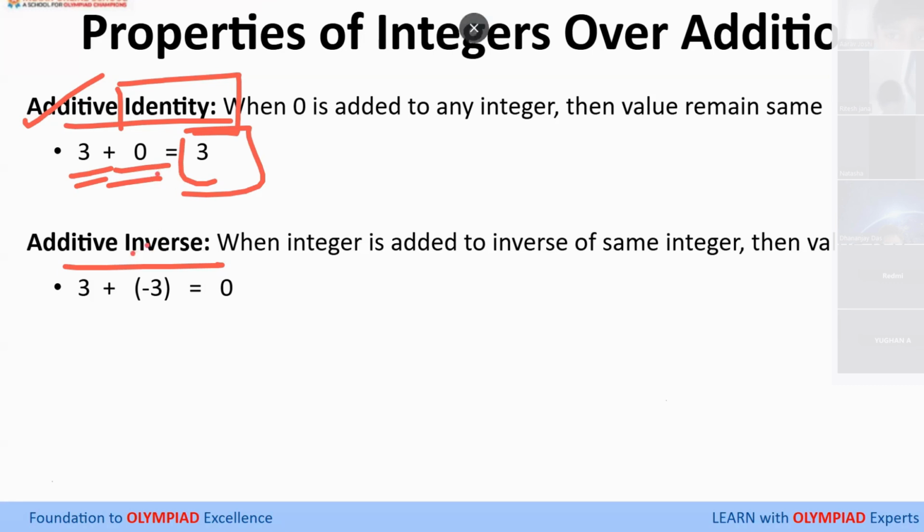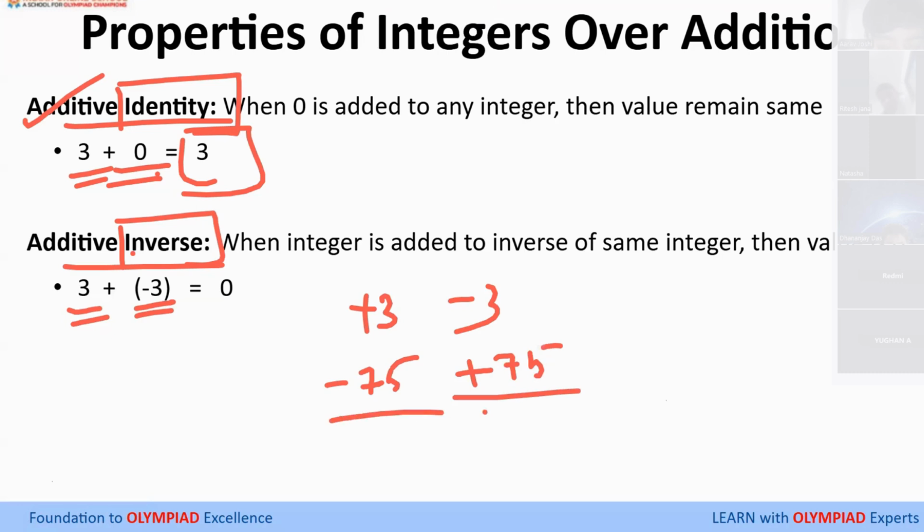So additive identity of any integer is 0. And what's additive inverse? The meaning of the word inverse is opposite or reciprocal, right? So hence additive inverse of any integer is the same number with a reverse symbol. Positive 3, inverse is negative 3. Negative 75, so the inverse is positive 75. Understood? The same numerical value, just the sign reversed. Am I clear? Yes, ma'am.